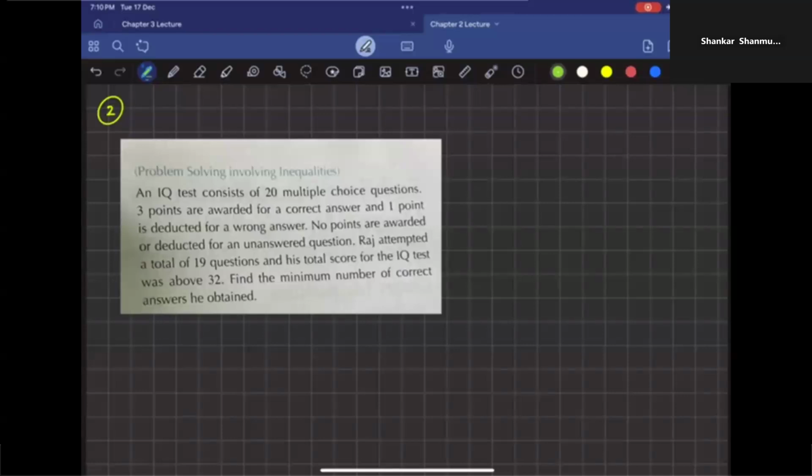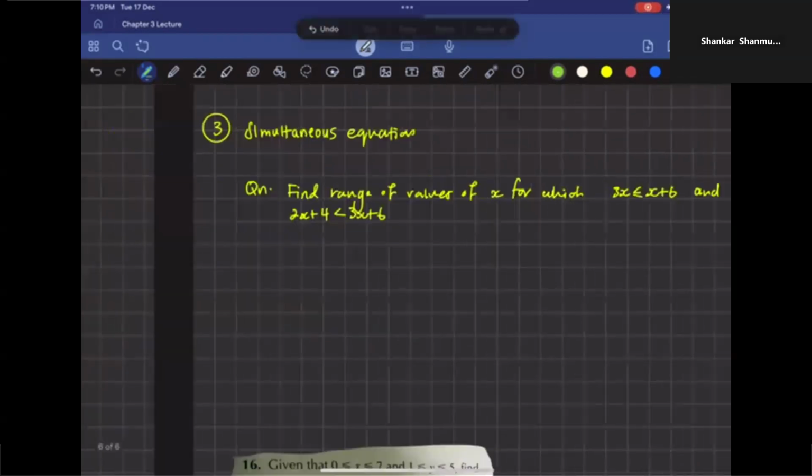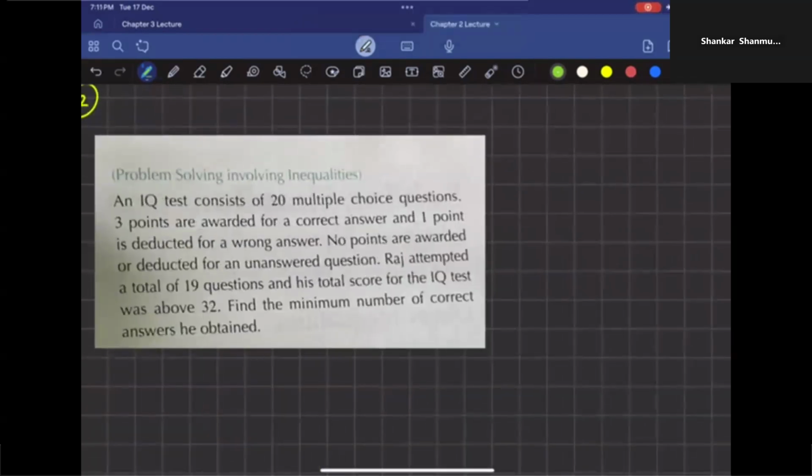So there are 20 MCQ questions in a test. 3 points are awarded for a correct answer. 1 point is deducted for a wrong answer, and no points are awarded or deducted for an unanswered question. So it is given that he attempted a total of 19 questions and his total score was above 32.